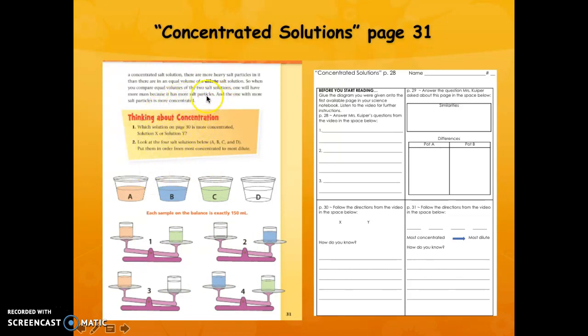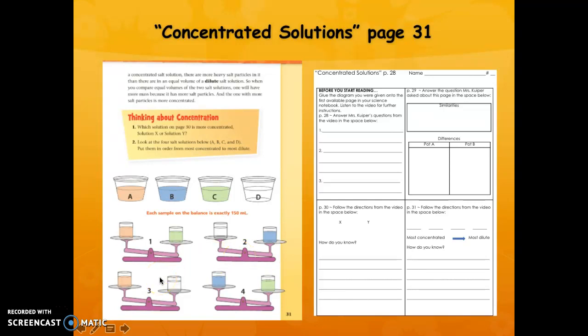Look at these 4 solutions. Okay, so each sample is exactly 150 milliliters. So we're comparing 150 milliliters of 4 different solutions. So look at step 1. They're weighing solution A and solution C. So obviously, one of those is more concentrated than the other. Look at step 2. They did D and B. One of those is more concentrated than the other.